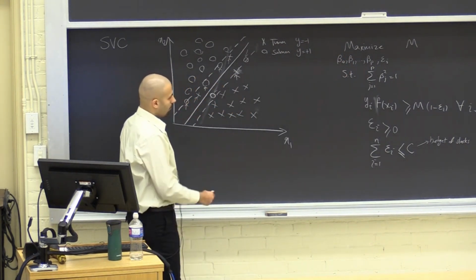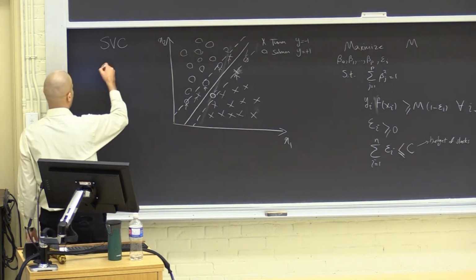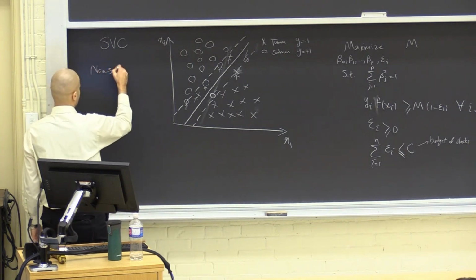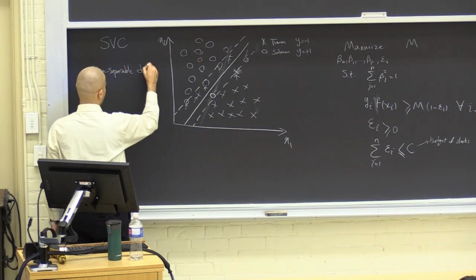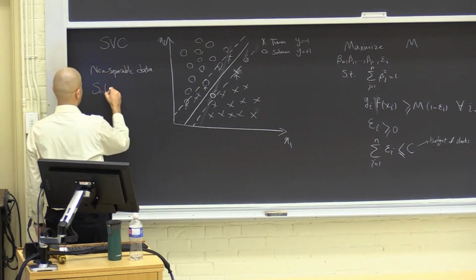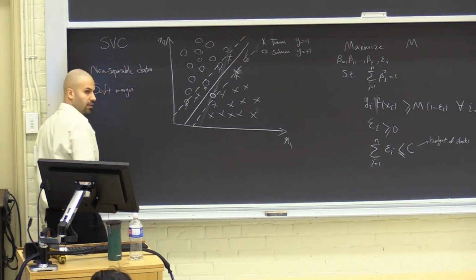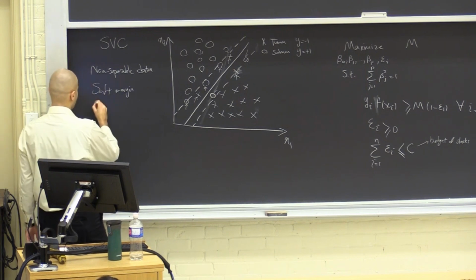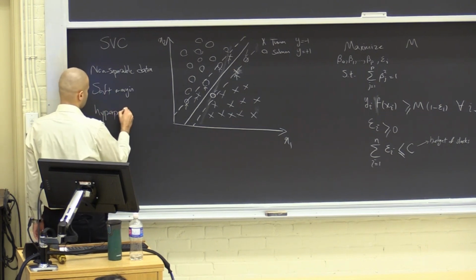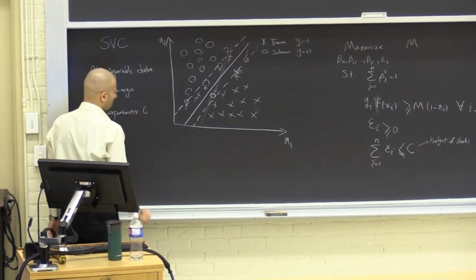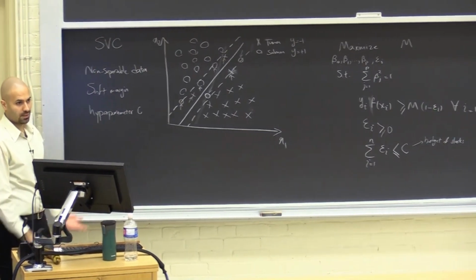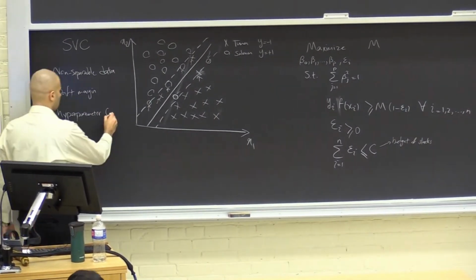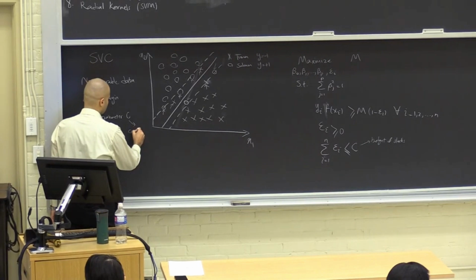So with SVC, it also works on non-separable data, and it has a soft margin, so it is not fitting hard to the data. It has a hyperparameter C that kind of controls the complexity. So we can tune this hyperparameter by cross-validation.